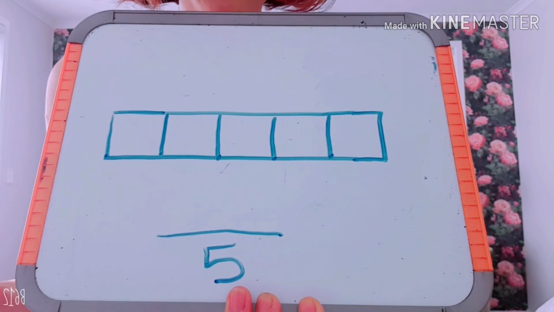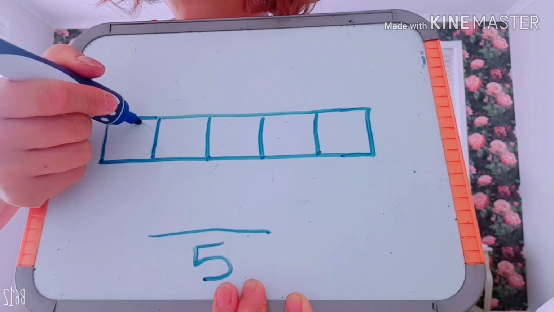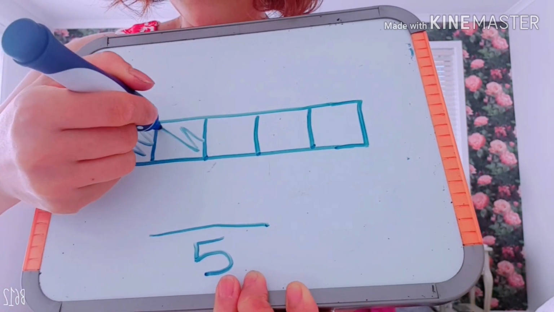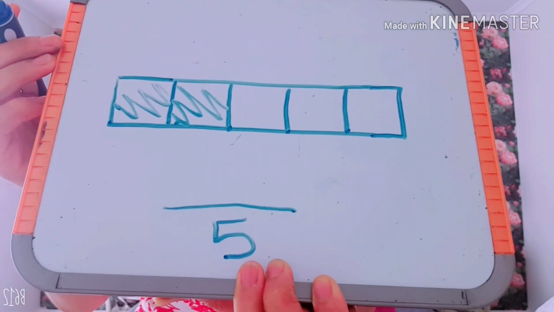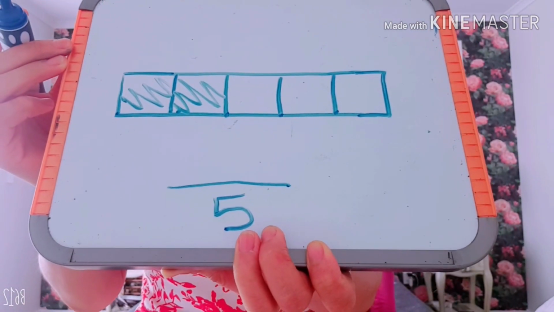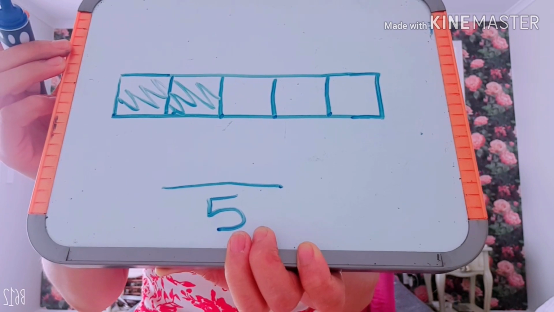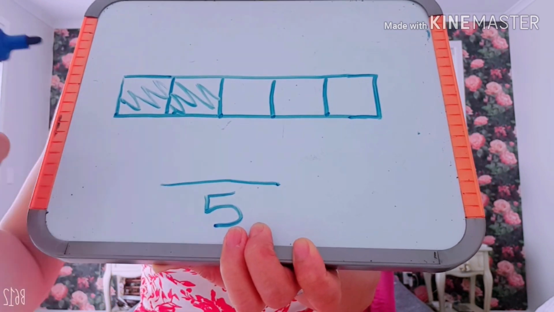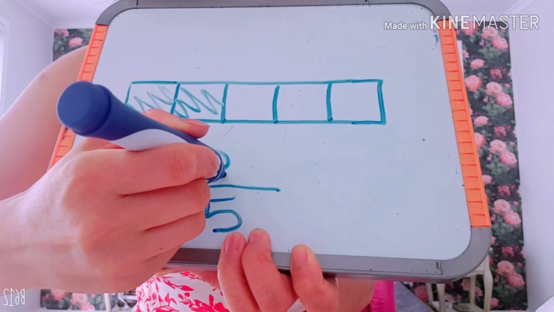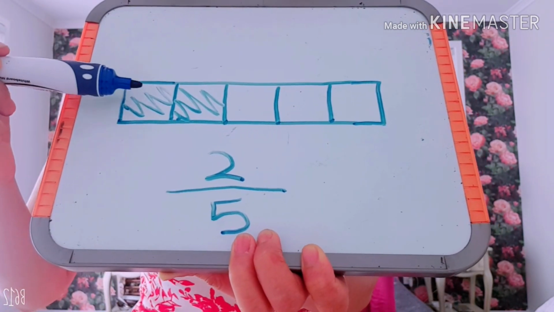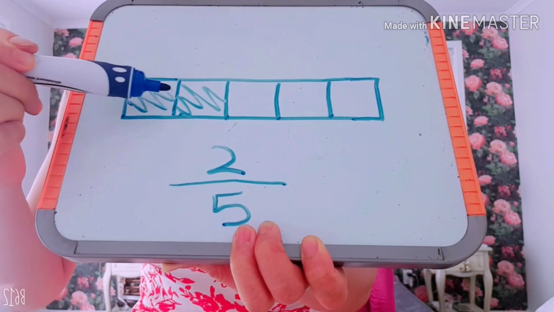Okay, now the next one. Who can help me to write the numerator? What are you going to write? What number are you going to write? Good, you're going to write 2. Well done, because I've shaded 2. What's that I'm talking about, okay? Well done, everyone.